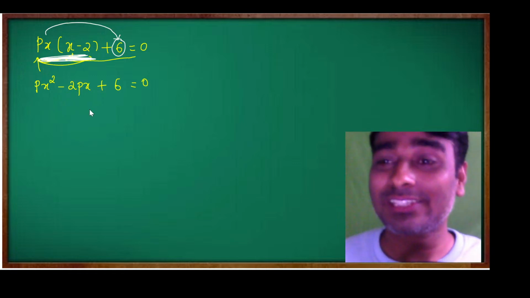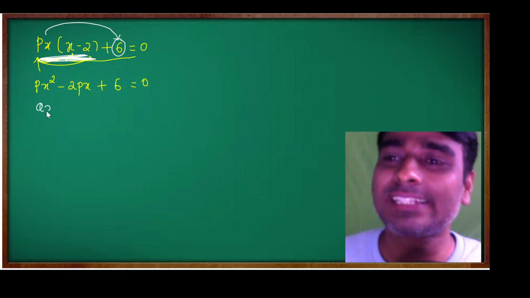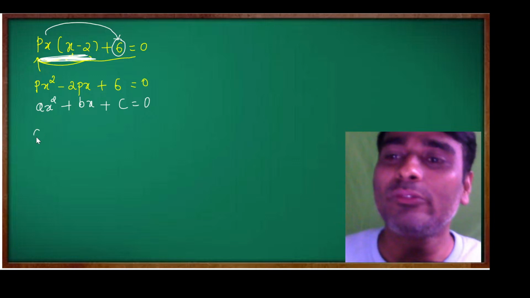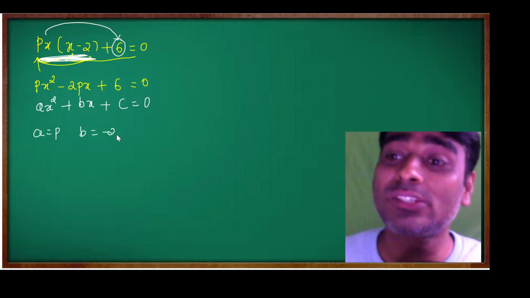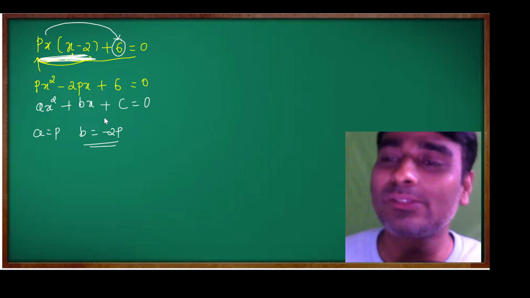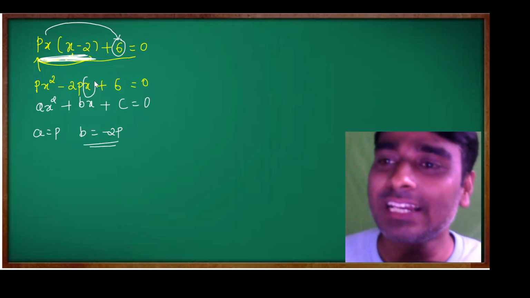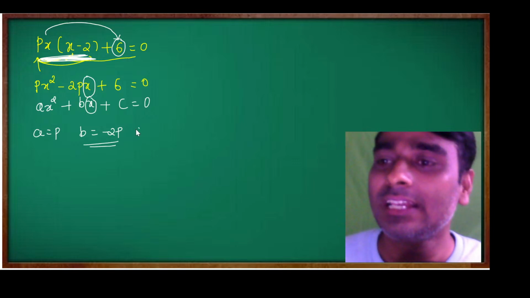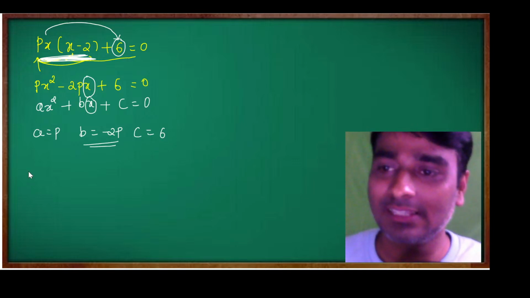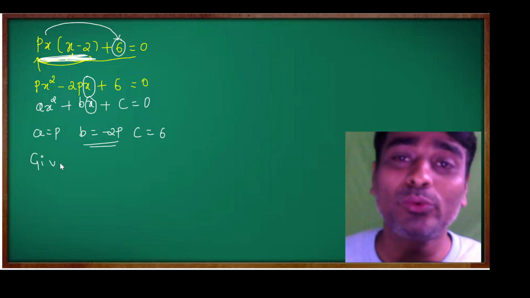Now this looks like a standard form. What is your standard form? ax squared plus bx plus c equal to 0. Now a will be p, and b will be minus 2p. Just leave this x, then take the remaining everything as b. Then c will be 6.